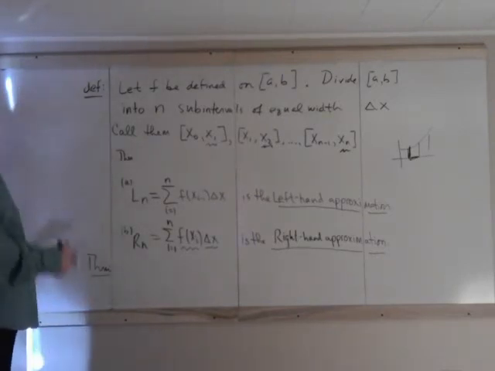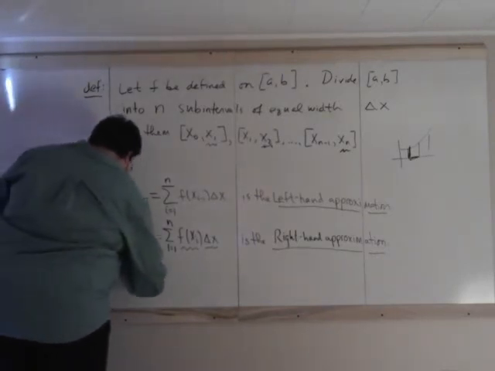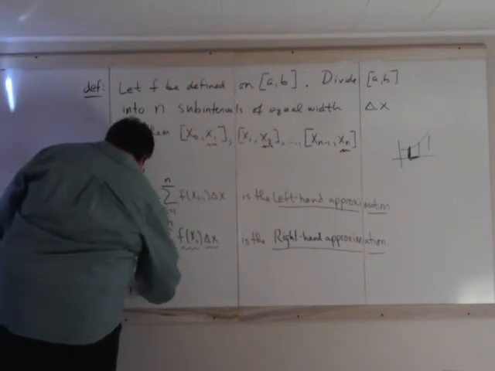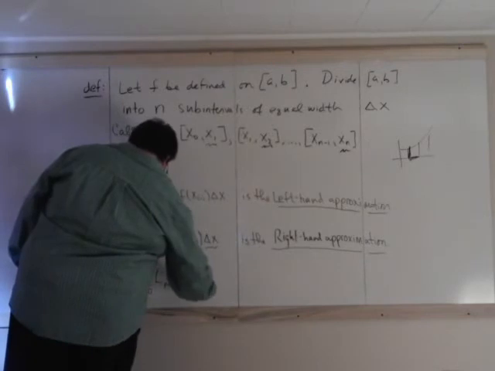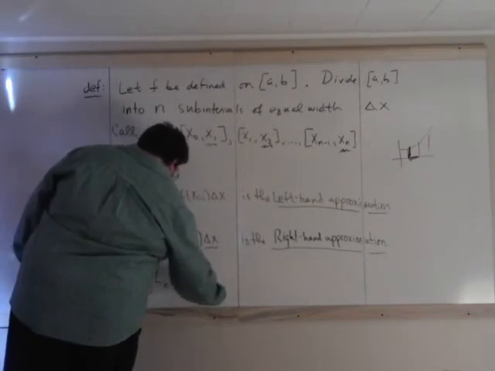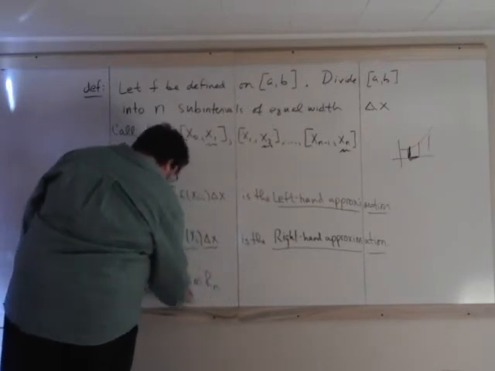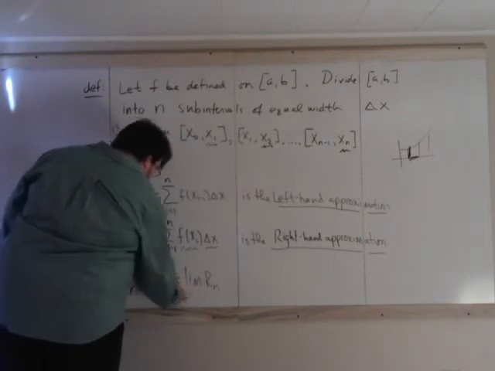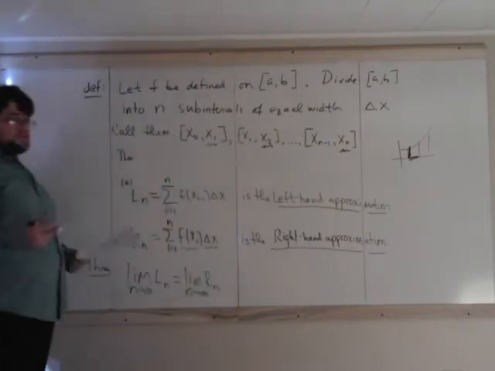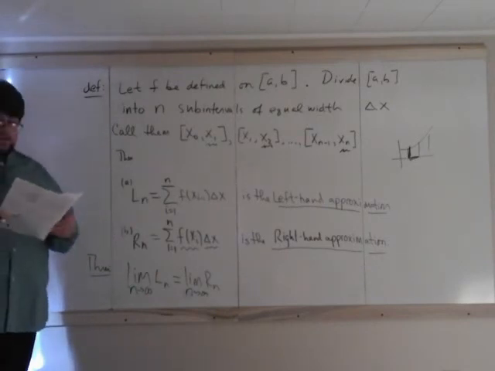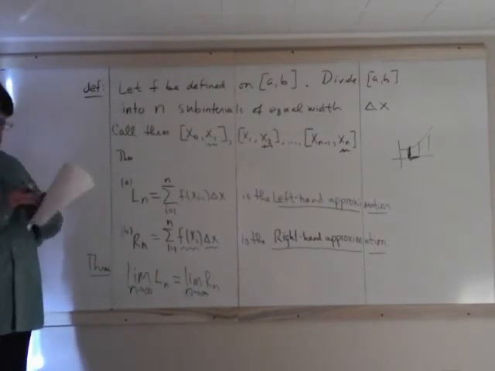But as a theorem, if we let n, the number of rectangles, go to infinity, then these two approximations actually give us the same number, and they give that exact area. So let's see how this computation works.